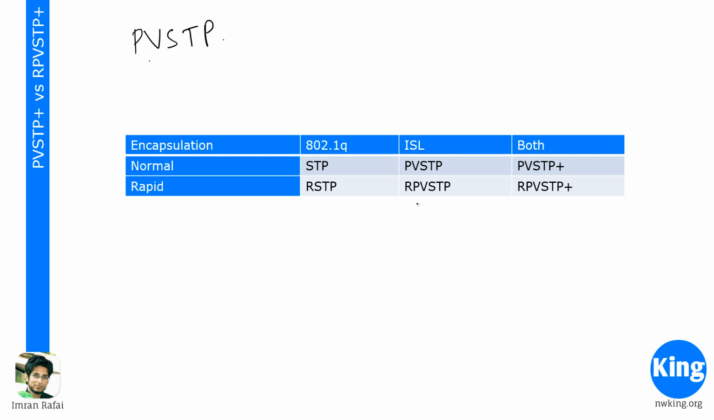And when IEEE upgraded to Rapid STP, Cisco also went to something called RPVSTP, right? The only problem was that Cisco's PVSTP and RPVSTP had to run on ISL, the Inter-Switch Link encapsulation, and you know this is a Cisco proprietary encapsulation. And the IEEE 802.1d and 802.1w, RSTP and STP, worked on 802.1q encapsulation, right?